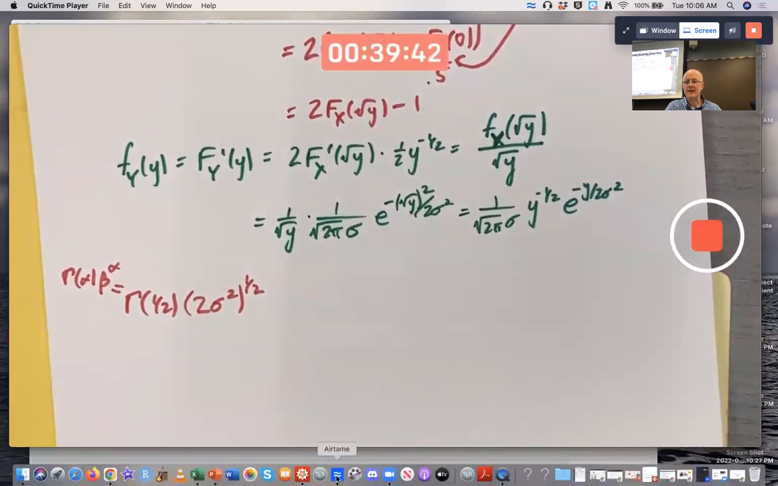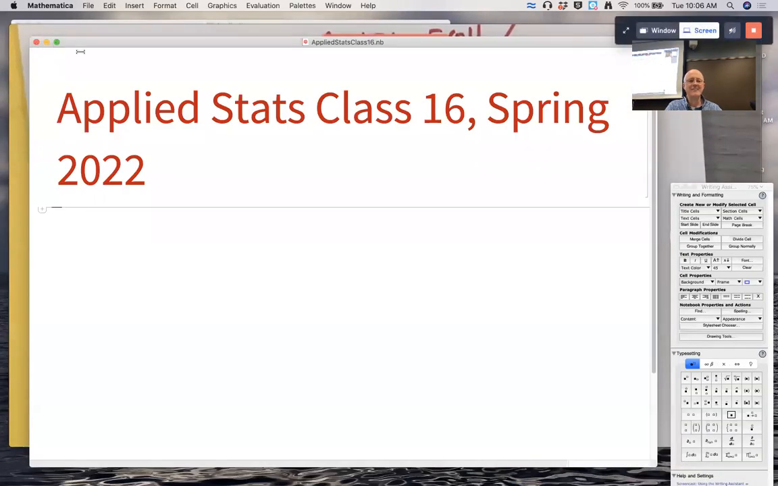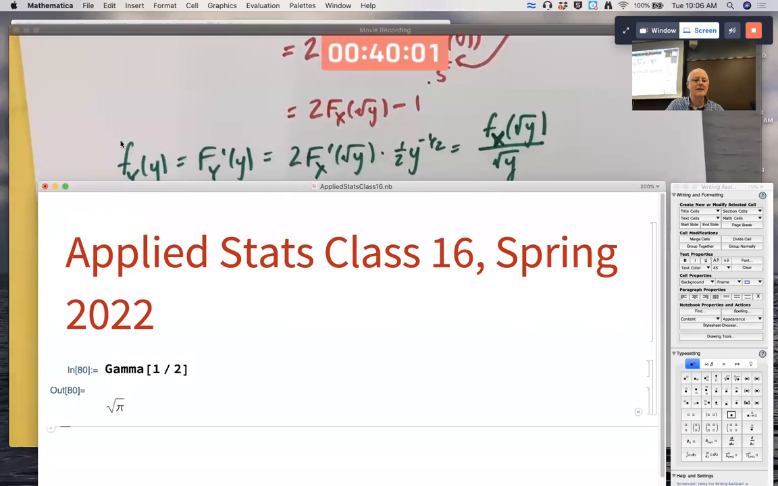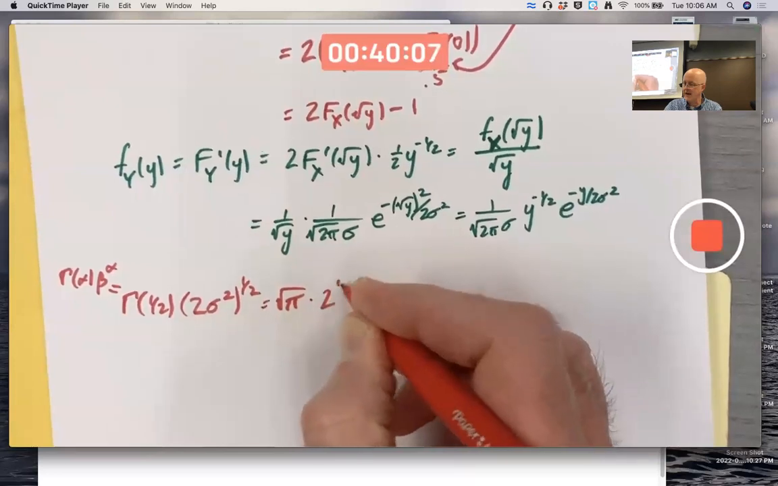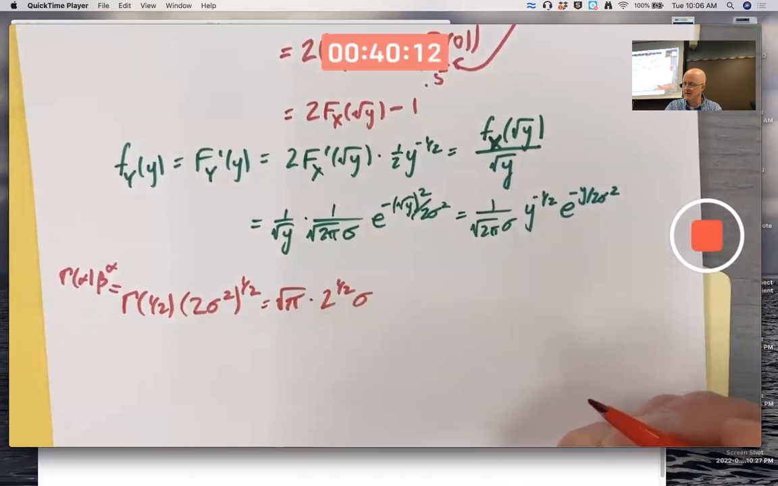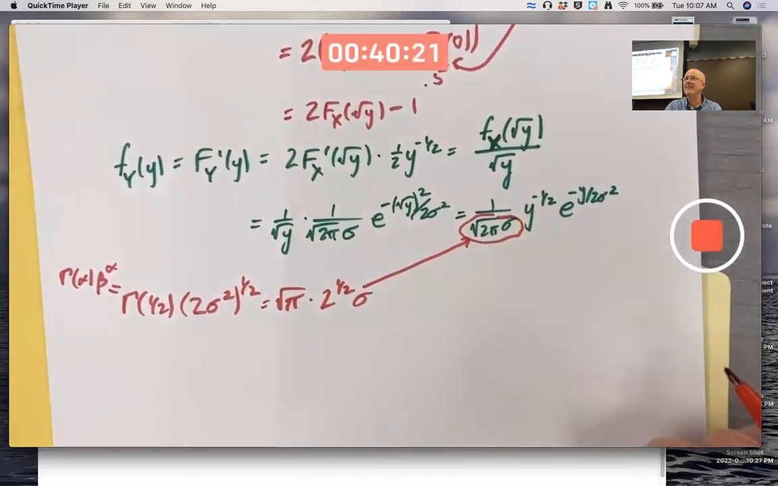I should have this memorized. Is capital gamma of 1/2 equal to square root of pi? Memory serves me right, it is. Gamma of 1/2 is square root of pi. Yes, okay. This is square root of pi, 2 to the 1/2, sigma squared to the 1/2 is just sigma. I'm happy. Matches.